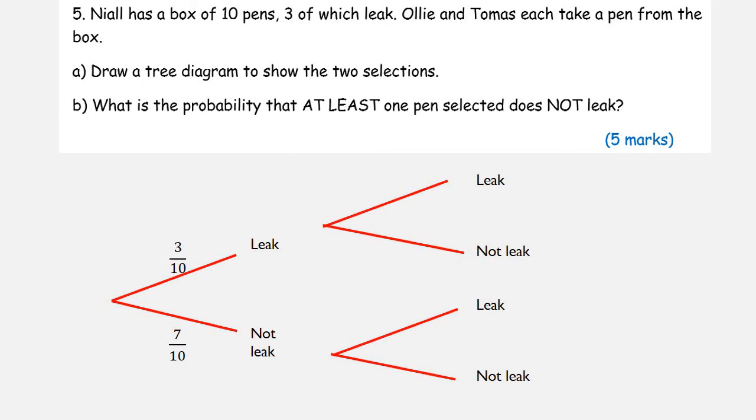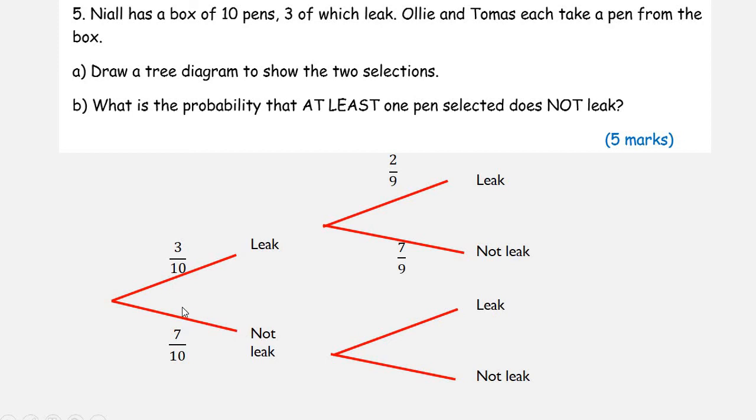This is where it's a little more complex. Okay, so if we concentrate on this branch here, if Ollie has taken out a pen that leaks, there's only going to be 2 pens left in the box that leak, and there's only going to be 9 pens left in the box. So the fraction is going to change because there's only 2 left and only 9 pens left. Okay, so it's going to be 2/9. Likewise, if the pen leaks the first time, there's still 7 pens that don't leak out of a total of 9 pens, so it's going to be 7/9.